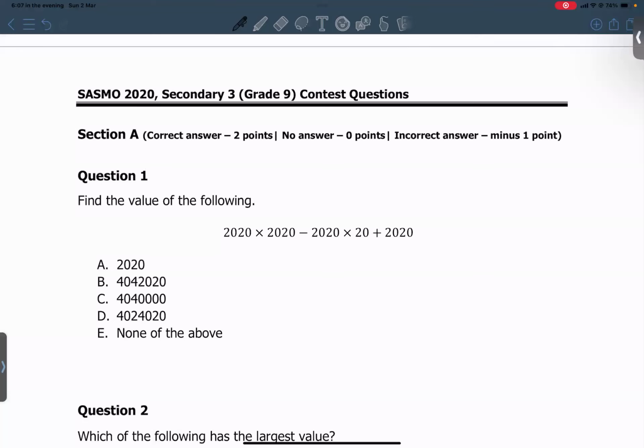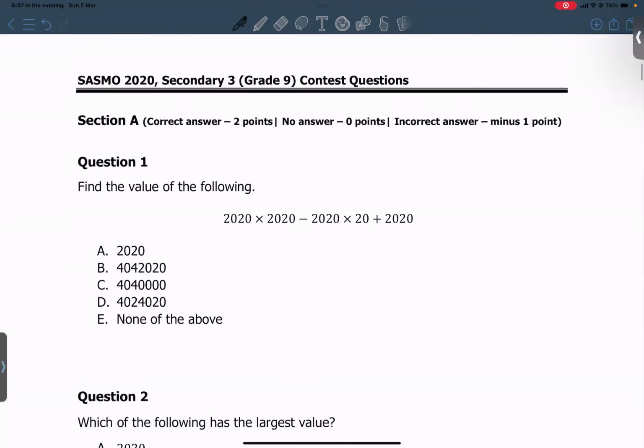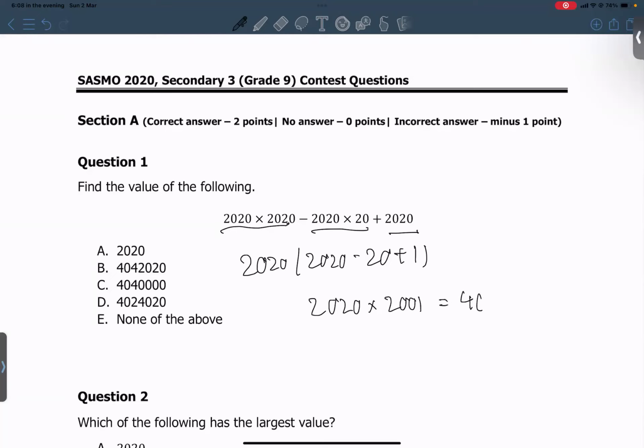Okay, so we will solve the problem now. In this question, you can see there's 2020 in all three parts. So you can take 2020 as a factor of everything. You'll get 2020 times (2020 minus 20 plus 1). From this, you can simplify the numbers inside the bracket. You'll get 2020 times 21, which is 42420, which is B.